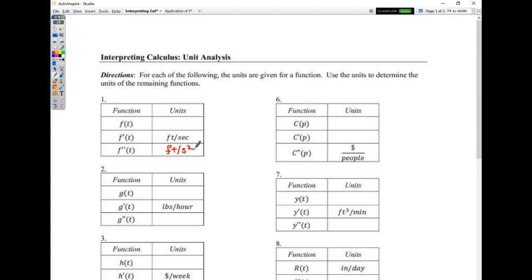Now this makes for an interesting thing. That means I can actually get rid of a prime by taking an integral and going back up. So if I wanted to go from f prime to f, I would simply take an integral. And what I would do is multiply by the unit of my independent variable. In this case, I would take feet per second, and since this is a t variable, seconds is my independent variable, I would do feet per second times seconds, and I would just get feet.